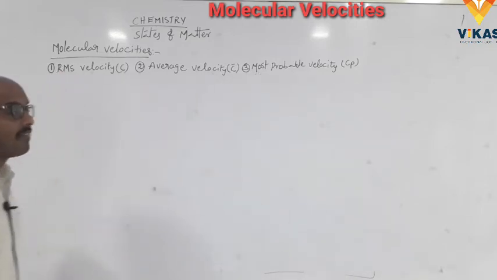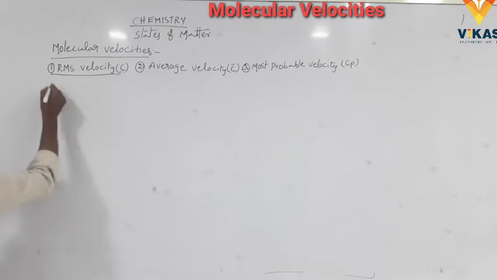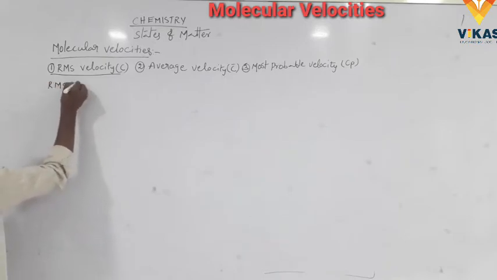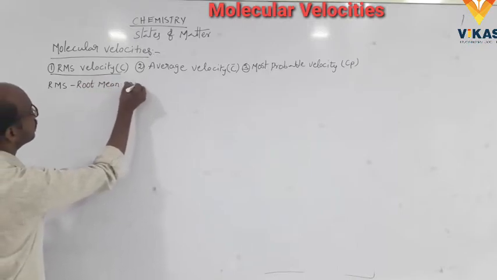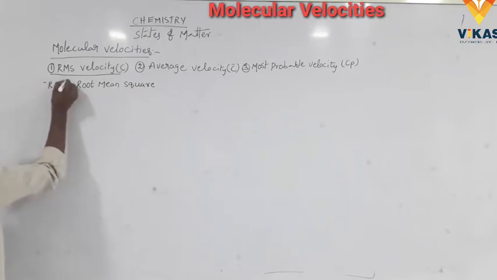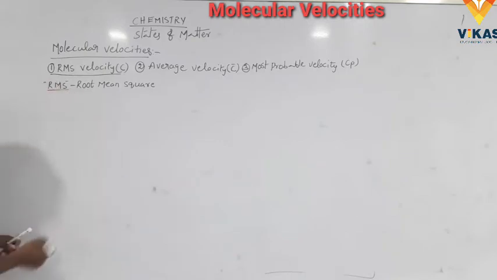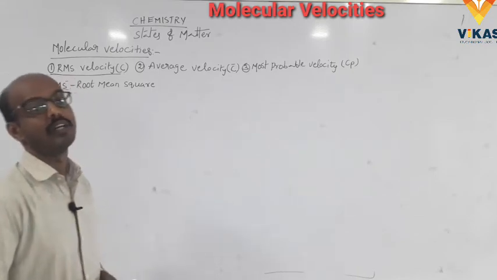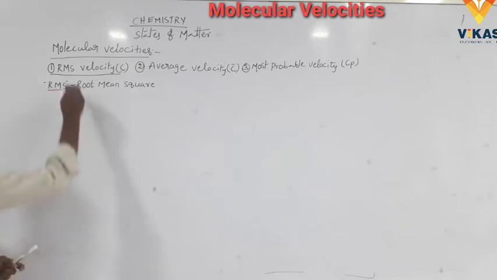And the first one, now I will discuss the RMS velocity. So what is the meaning of RMS? RMS means root mean square. So what is the meaning of the RMS velocity? The RMS velocity is the root of the mean of the squares of the velocities of all the gas molecules at any temperature.